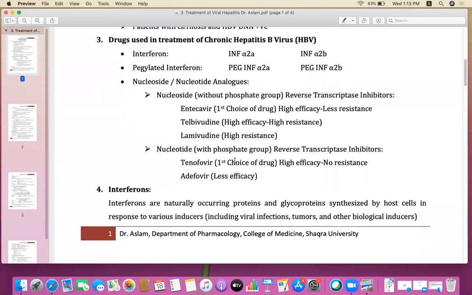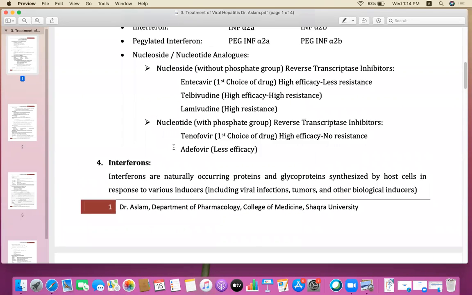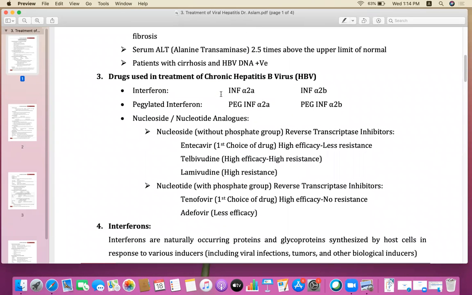What are these interferons? Interferons are naturally occurring proteins and glycoproteins synthesized by host cells in response to various inducers, including viral infections, tumors, and other biological inducers. So we can say interferons are endogenous substances synthesized by our host cells, the human body cells, in response to viral infection. So they protect us from viral infections. So we use interferon alpha 2A and alpha 2B in the treatment of chronic hepatitis B virus infections.